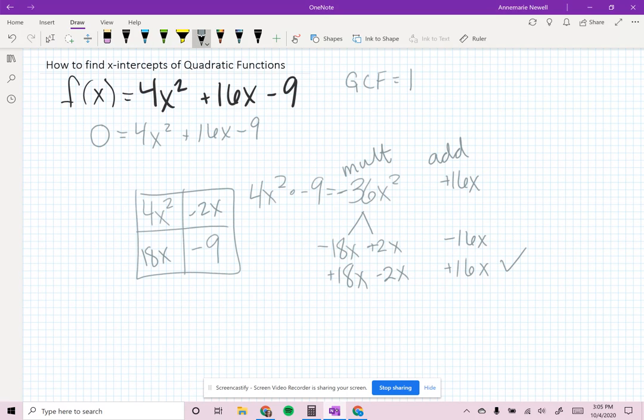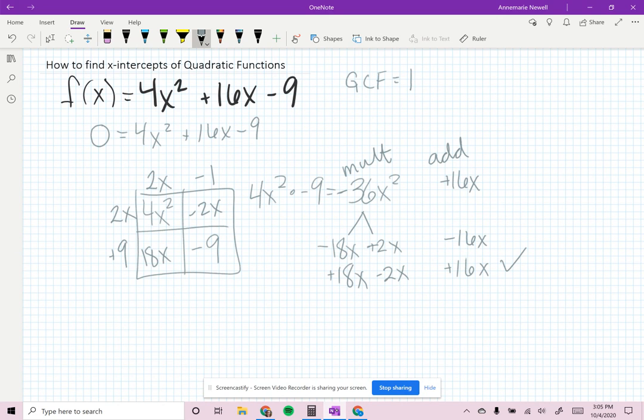I say what's in common between this first column. Looks like they're both even, so 2, and they both have x's. On the other column, they're both negative, but then doesn't look like there's any other number besides 1. Our first row, they are both even and have x's, so that's going to be another 2x. And then this bottom row, 18x and negative 9, both have x's, and I'm just going to pull out a positive 9.